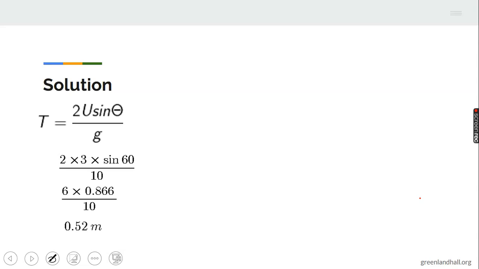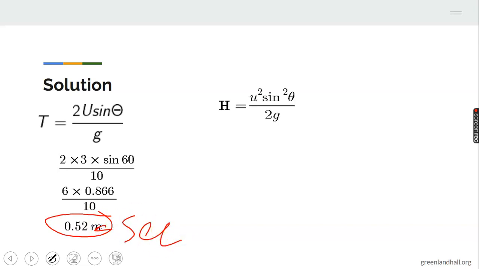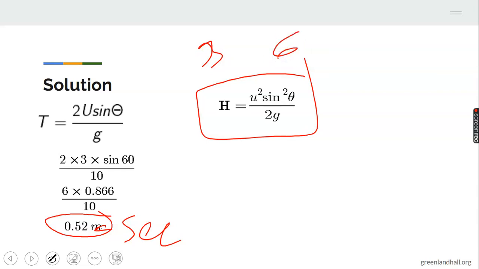That is the answer for the first one. It is equal to 0.25 seconds. Sorry about this mistake. It should be seconds. Then, our maximum height, your u is 3, that is, the initial velocity is 3, and your angle is 60 degrees. Now, what do you have there?